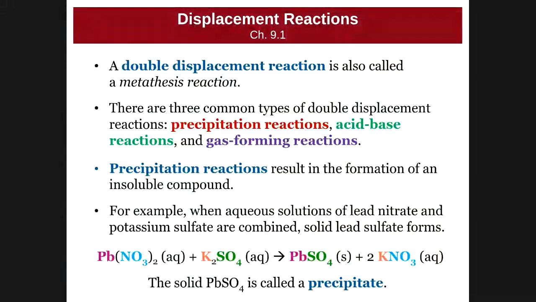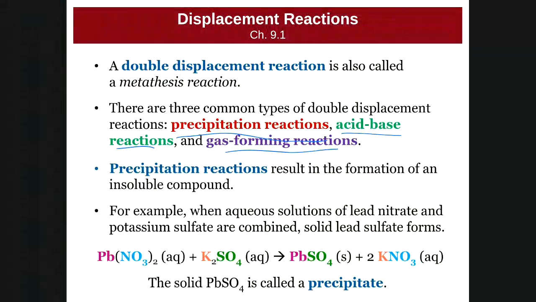Now we're going to talk about double displacement reactions. A double displacement reaction is also called a metathesis reaction. There are three common types of double displacement reactions: precipitation reactions, acid-base reactions, and gas-forming reactions. So these should sound familiar. Some of these were included in our previous homework: acid-base titrations and gas-forming reactions, for example.